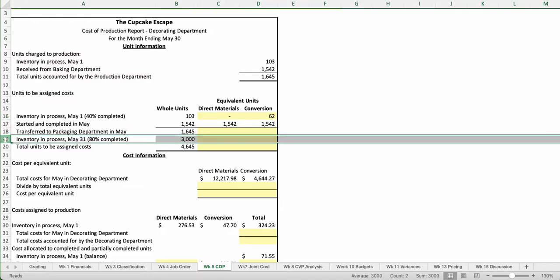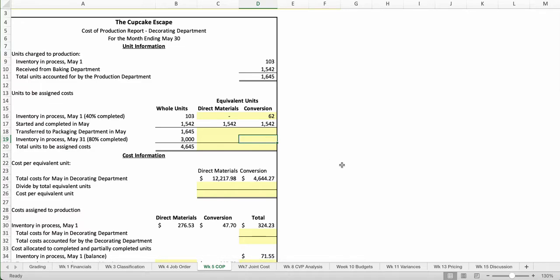Now, for my inventory in process at the end of the month, I'm 80% complete. I'm not going to calculate it based on the 20% because that's for June. I'm going to calculate this amount based on the 80%. So I'm going to do the same thing I did a few rows above. I'm going to take my 3,000 units and I'm going to multiply it by my 80%.